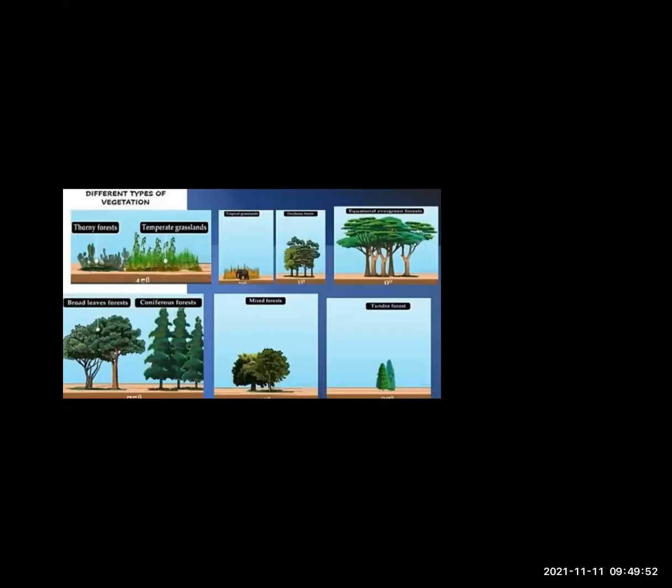Now equatorial evergreen forest, 0 degrees Celsius. Broadleaf forest and coniferous forest, that is 75 degrees. Mixed forest means inside it coniferous also comes, evergreen also comes. This mixed forest temperature is 60 degrees. And the last one is tundra forest. The vegetation we get in this region represents a temperature of 90 degrees. Okay.